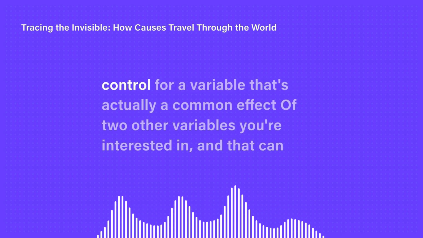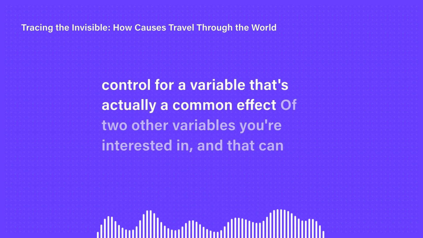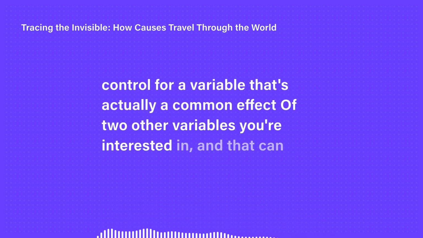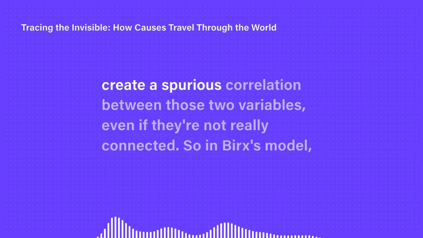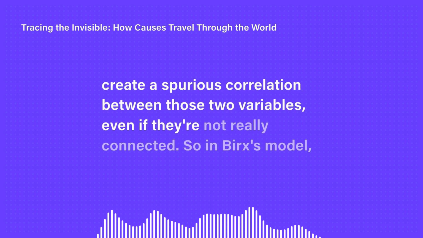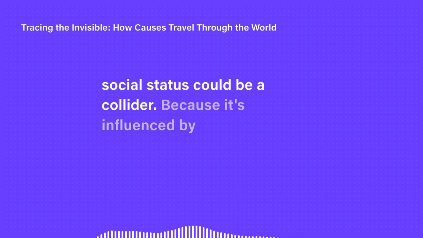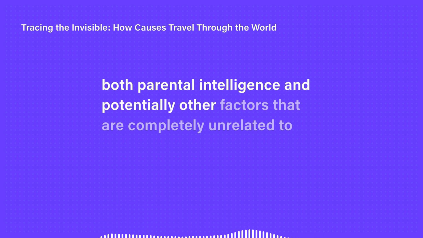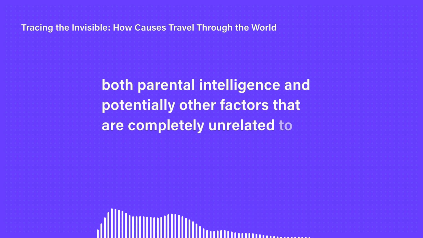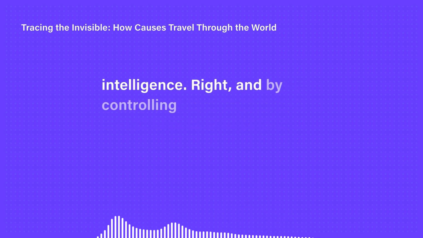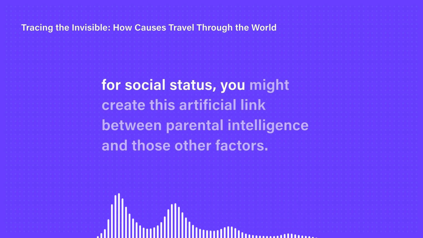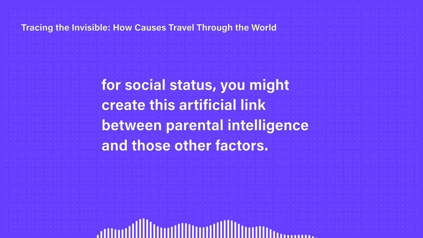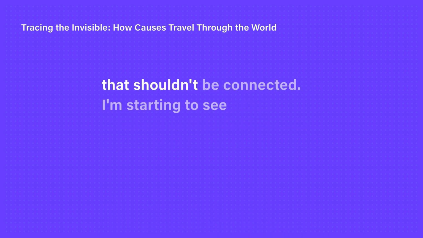It happens when you control for a variable that's actually a common effect of two other variables you're interested in, and that can create a spurious correlation between those two variables, even if they're not really connected. So in Burks's model, social status could be a collider because it's influenced by both parental intelligence and potentially other factors that are completely unrelated to intelligence. Right, and by controlling for social status, you might create this artificial link between parental intelligence and those other factors. It's like you're accidentally connecting things that shouldn't be connected.